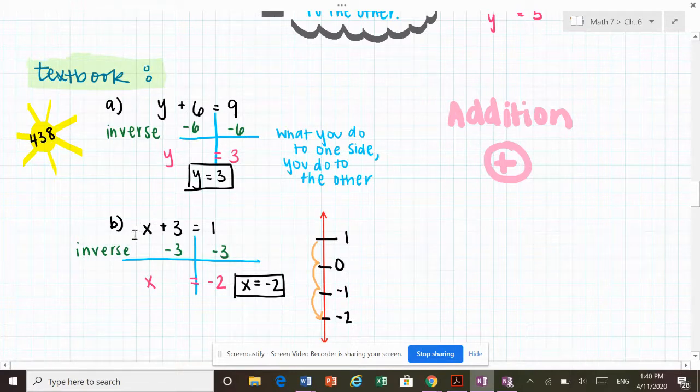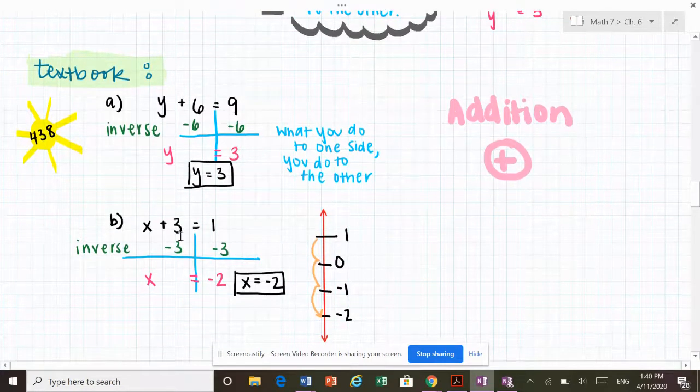Example B gave us x plus 3 equals 1. This is a little bit harder because you can't find a number as easily that you add 3 to get 1, because 1 is smaller. So you're going to have to subtract 3. That's your inverse operation. Subtract 3 on the other side to fulfill the second rule.